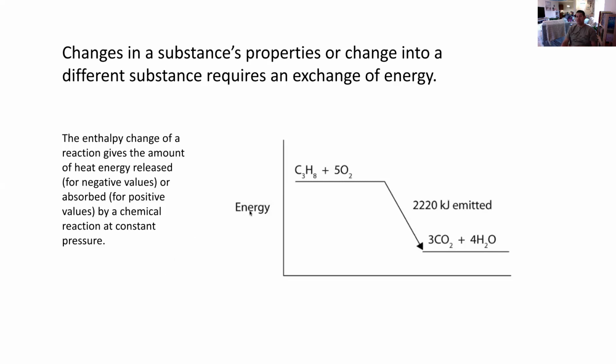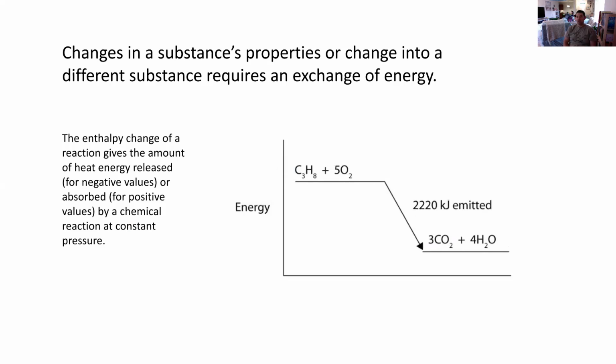Now, the enthalpy change of a reaction gives the amount of heat energy released. So here's an example of a combustion reaction: C3H8 plus 5O2 forming 3CO2 plus 4H2O. In the diagram, we can see it's exothermic. Reactants are associated with a higher energy than the products. And it's telling us 2,220 kilojoules are emitted.